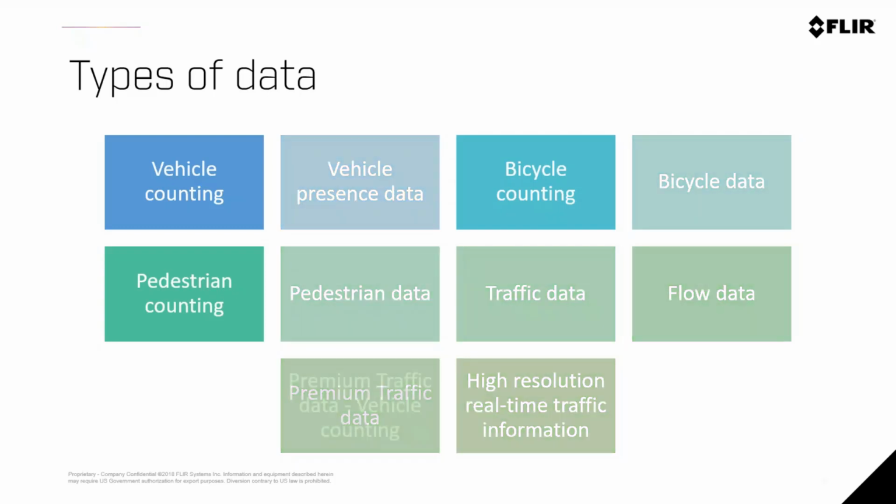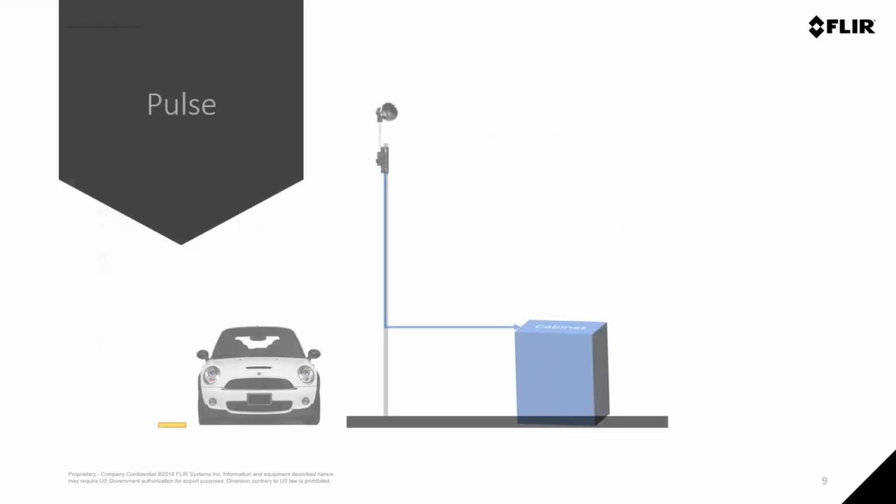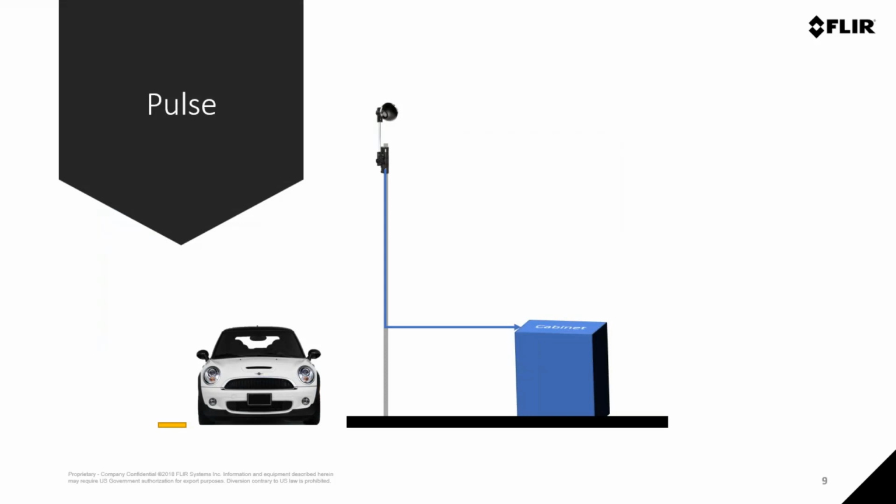And the first is in fact a group of data that look quite similar: vehicle counting, bicycle counting, and pedestrian counting. Why do I call them similar? Because they are in fact linked to the architecture, to my pulse architecture. In this case, we have a sensor out there, a visual sensor or thermal sensor, detecting the vehicle, the pedestrian, the bicycle, and the moment that we detect it, there's a pulse being generated.